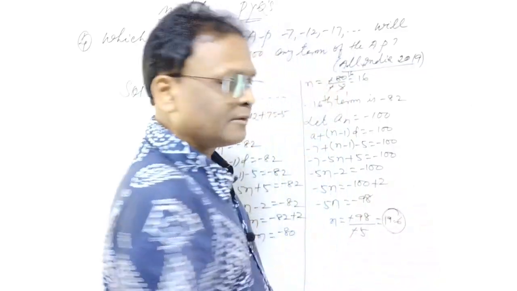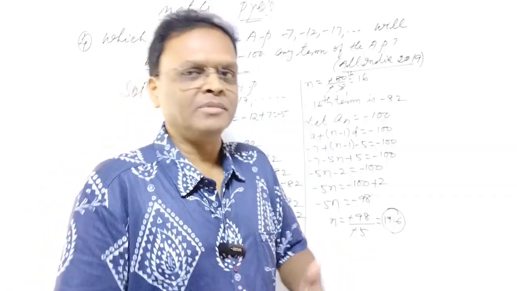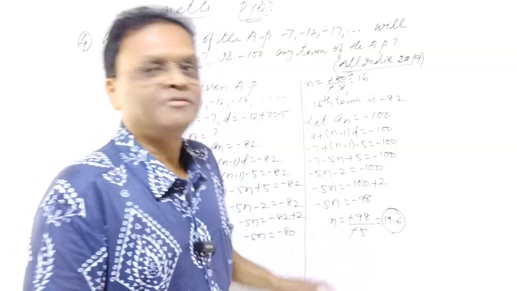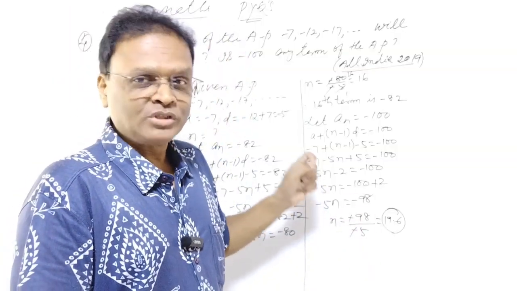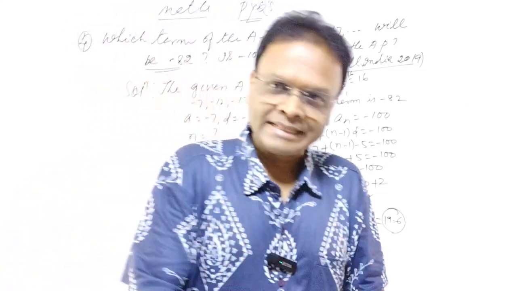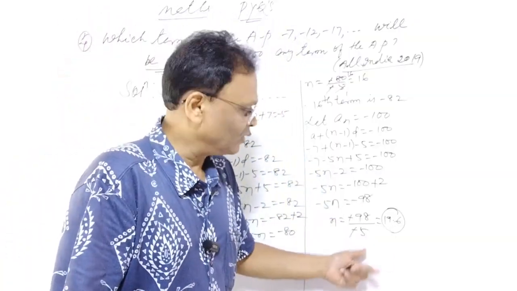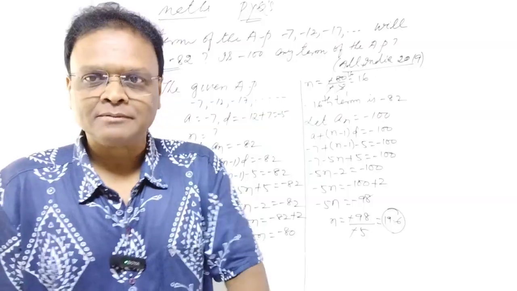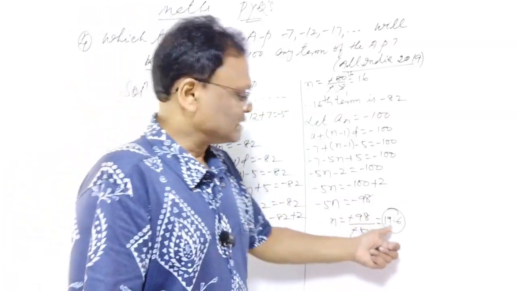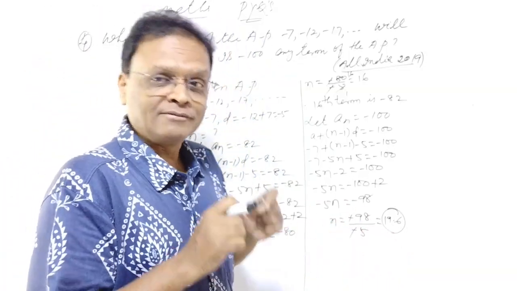Is it a term? Can I say this is a term? No, never, because the position of a term must be a whole number, but here I am getting a decimal, a fractional form. It may be the first term, the second term, the 10th term, or the 40th term, but it will never be the 98 by 5th term or the 19.6th term. It will never be a decimal or a fraction.